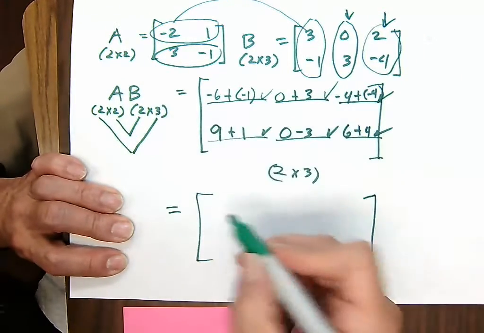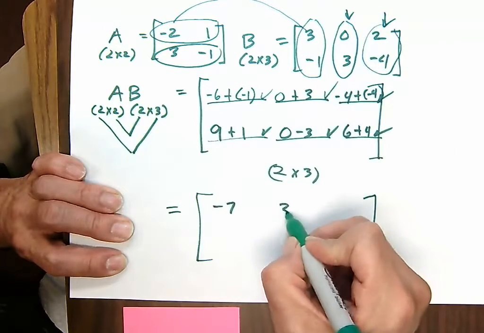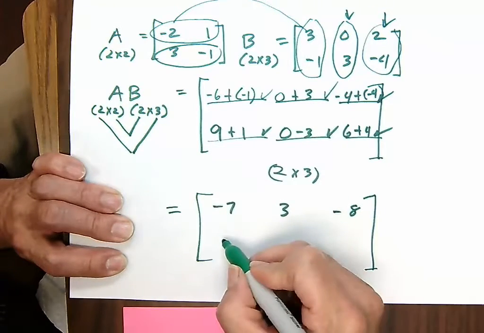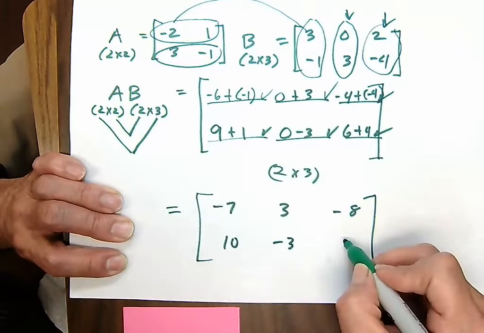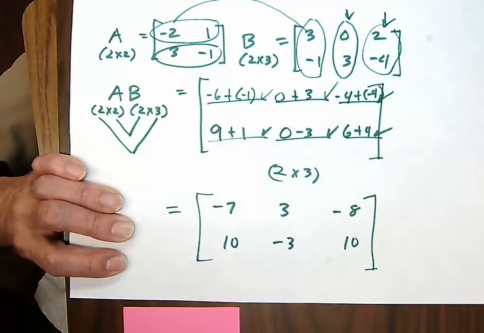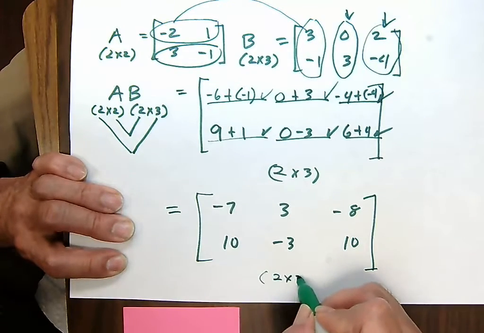Minus 6 minus 1 is minus 7. 0 plus 3 is 3. Minus 4 minus 4 is minus 8. 9 plus 1 is 10. 0 minus 3 is minus 3. And 6 plus 4 is 10. And here is our matrix product, AB, which is of dimension 2 by 3.